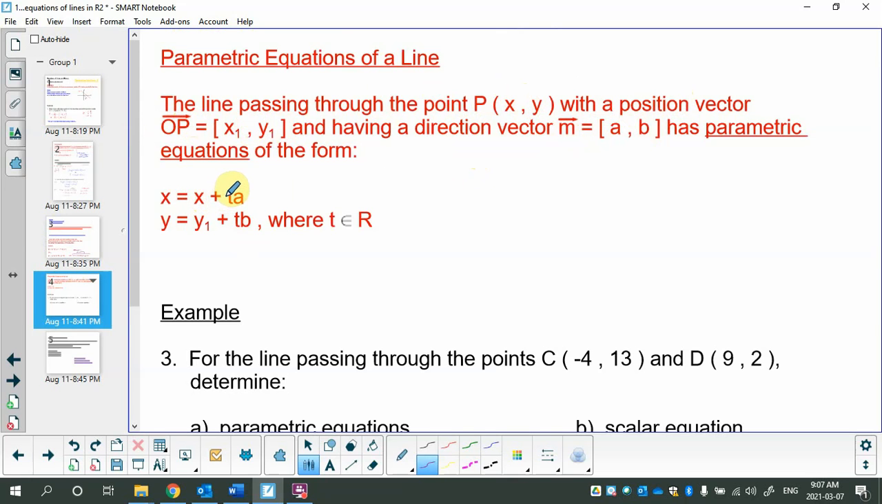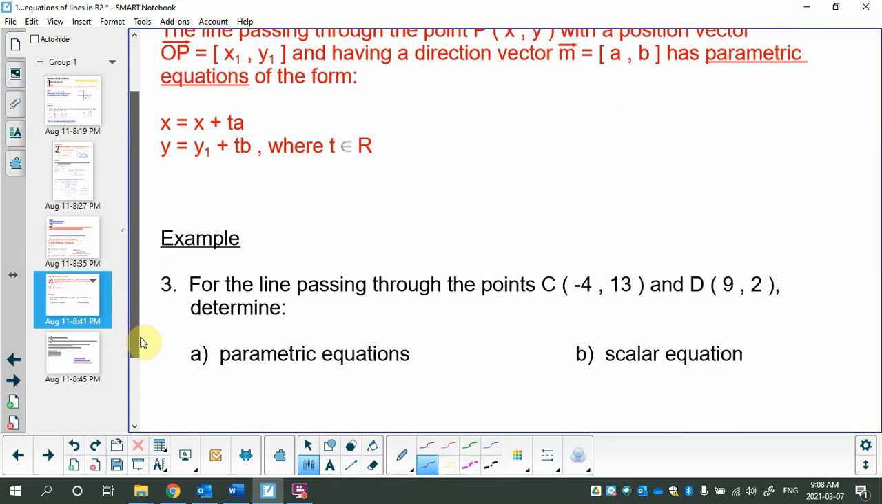Now, here is the problem I have. I kind of need to make the vector equation and then make the parametric equation. That's the way my brain works, so that's the way I will continue to do this.